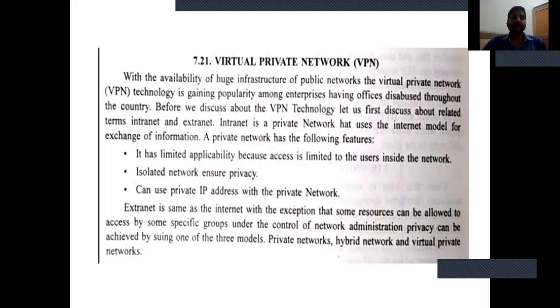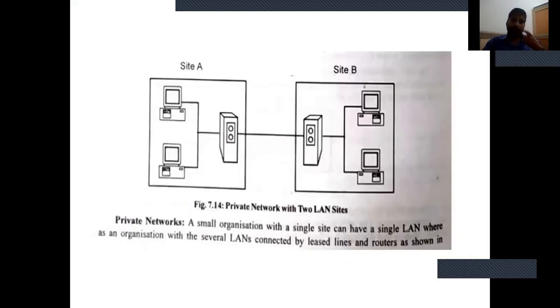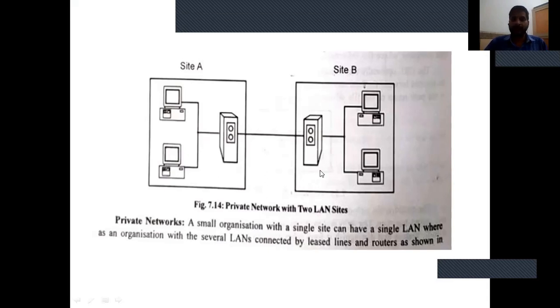Privacy can be achieved by using three models: private network, hybrid network, and virtual private network. A private network is up to a LAN, like site A and site B. A private network for a small organization with a single site can be a single LAN, whereas an organization with several LANs has them connected with leased lines and routers, as shown in the figure. This is the example of a private network.